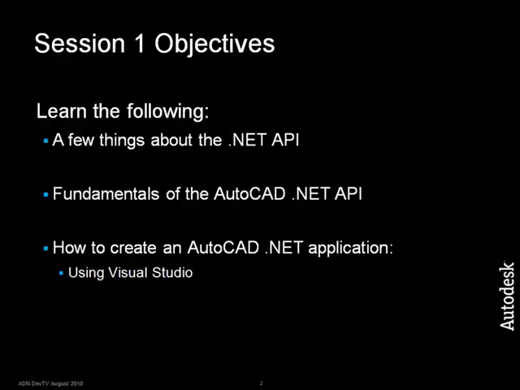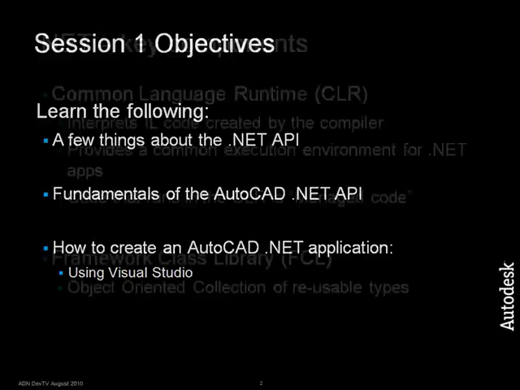The objective of this session is to understand a few things about the .NET API. This will be a high-level overview of .NET and should give you an idea of what's happening on the system when a .NET application is loaded and run. In this session we will also discuss what it takes to create a .NET application for AutoCAD. We will be using Visual Studio to make an application that will have one command. This command will print a message on the AutoCAD command line.